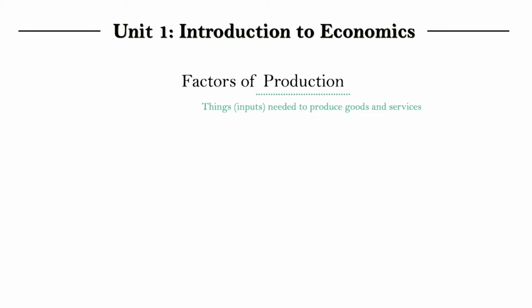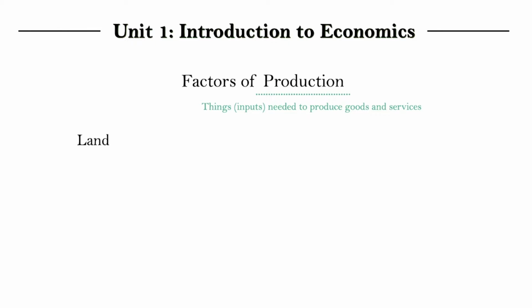So the first term I wanted to introduce was factors of production, which will continually come up throughout the syllabus. It will become second nature to you as to what these are, but basically they are the inputs that go into making goods and services. In other words, they're things used to make other things. And there are four that we need to know.